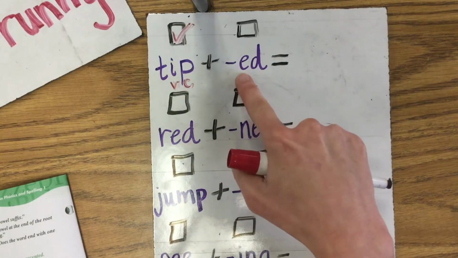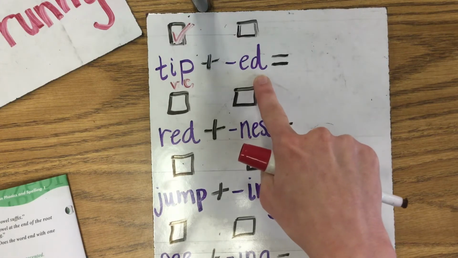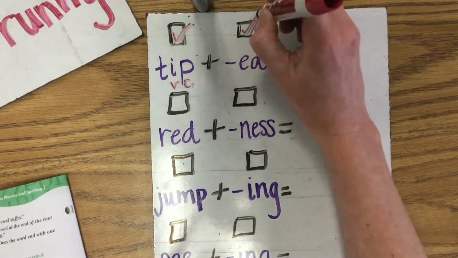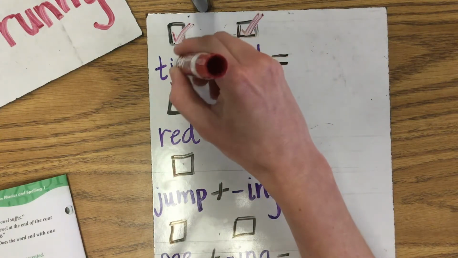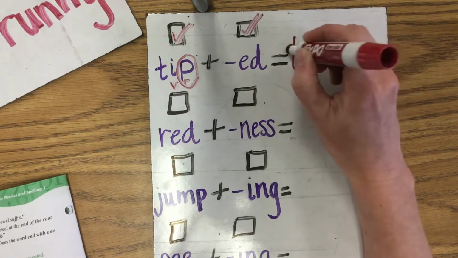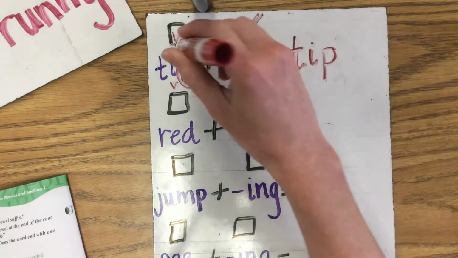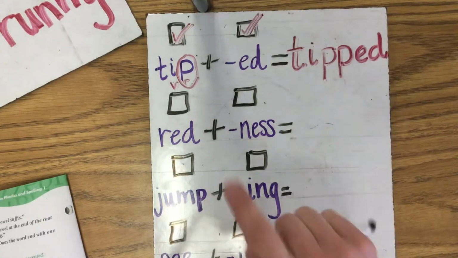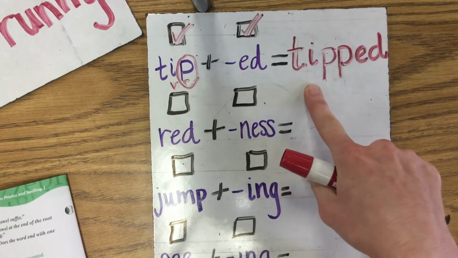Then we have suffix ed. You're going to ask yourself, is this a vowel suffix or a consonant suffix? This one is a vowel suffix because it begins with the vowel e. So we put a check. When you have two checks, that means you're going to double that final consonant. So let's try that now. We're going to write T-I-P. Because we have two checks, I'm going to double that P and then add ed. So we have tip plus ed equals tipped.